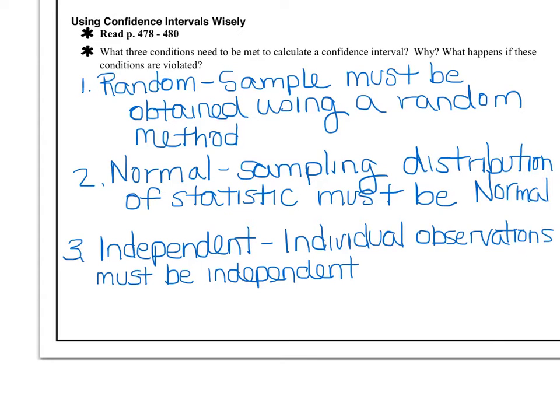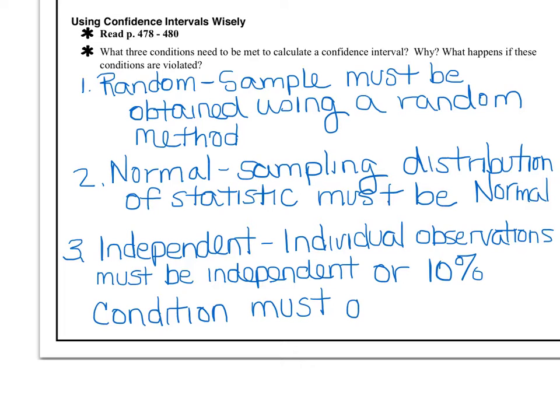Okay, or in the case of sampling without replacement, because that makes it not independent, the 10% condition must apply. Remember that the 10% condition says that our population needs to be at least 10 times our sample size. Our sample size must be less than or equal to 1/10 of our population size. So these are our 3 conditions.